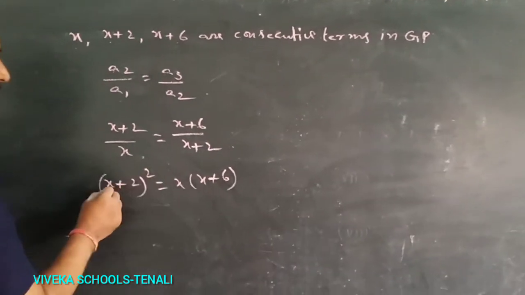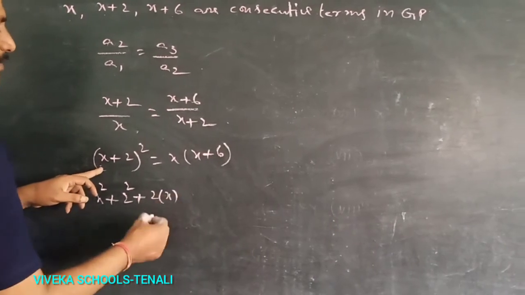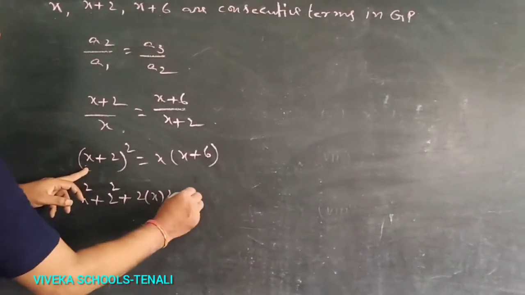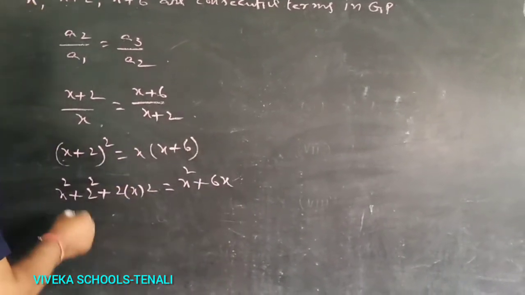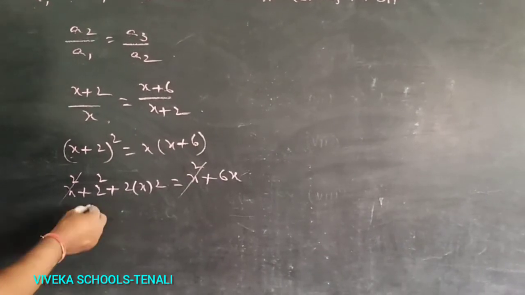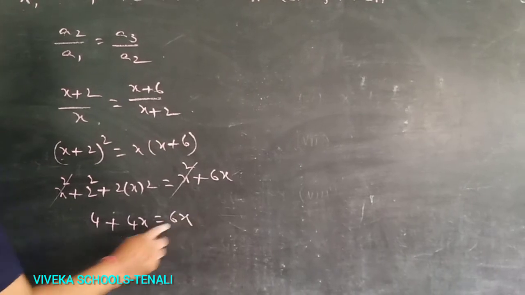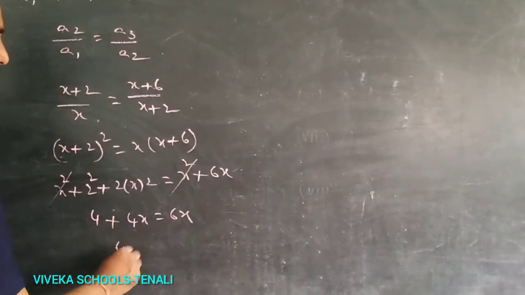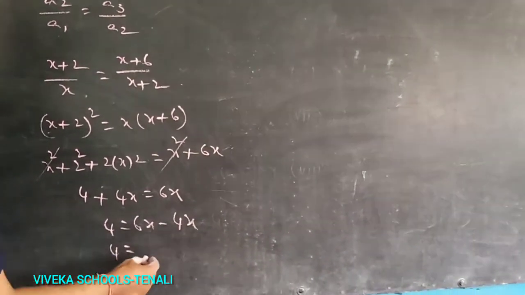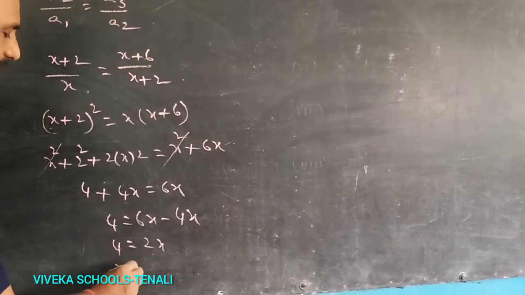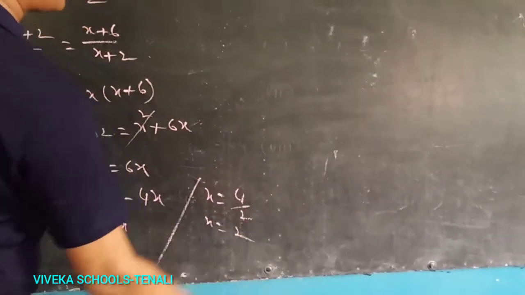That is (a plus b) whole square, a square plus b square plus 2ab. That is equal to x into x plus x into 6, that is x square plus 6x. Both sides x square terms cancel. The remaining value: 4 plus 4x is equal to 6x. So 4x changes to the other side: 4 is equal to 6x minus 4x. Then 4 is equal to 2x. Therefore 2x equals 4, x equals 4 by 2, x equals 2.